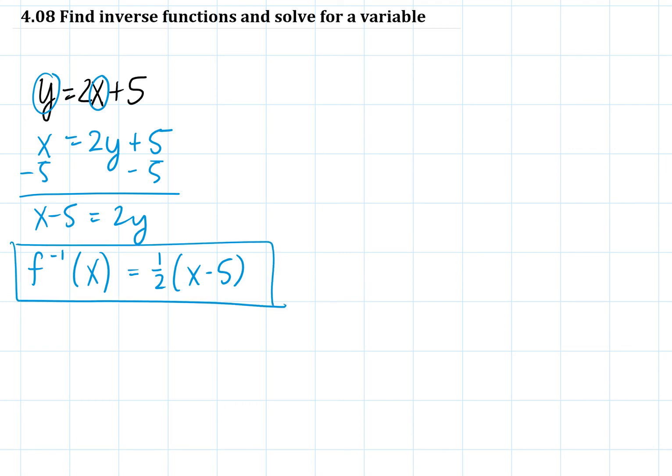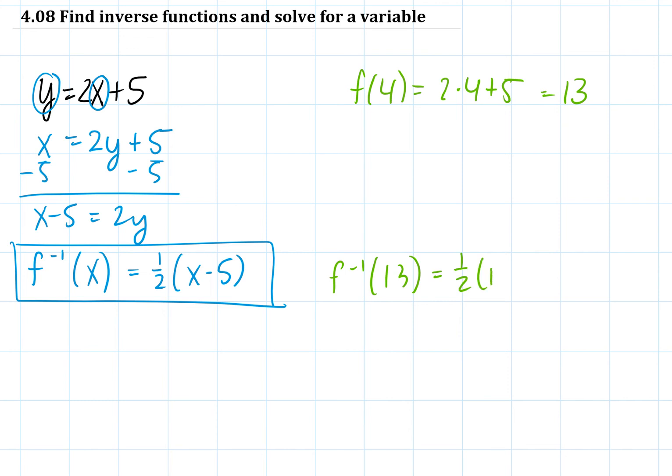If you want to check to see that that really works, you can substitute in some values. For example, f of 4 is 2 times 4 plus 5. 8 plus 5 is 13. But if you put 13 into the inverse function, you get 1/2 of 13 minus 5, which is half of 8, which is 4. So it's just taking the x and the y values and flipping them around.